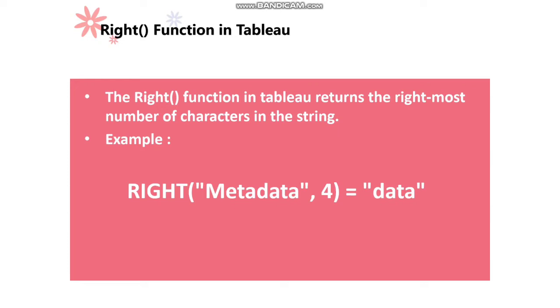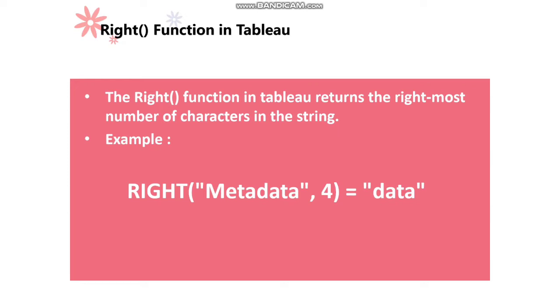So D, A, T, A. These are the last 4 characters, and the string we got is nothing but data. These are the last 4 characters of the string provided, which is metadata. That's why we got the substring data.